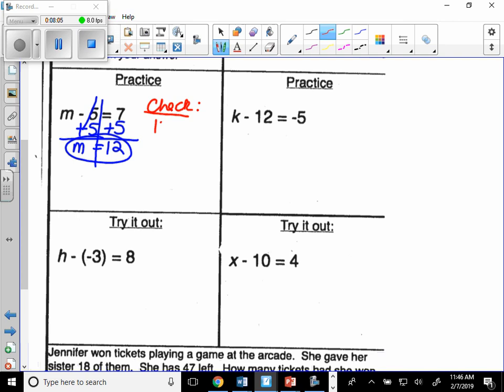So m we said is 12. So 12 minus 5 should equal 7. Do the left side first. 12 minus 5, it does equal 7. So yes, we were correct.